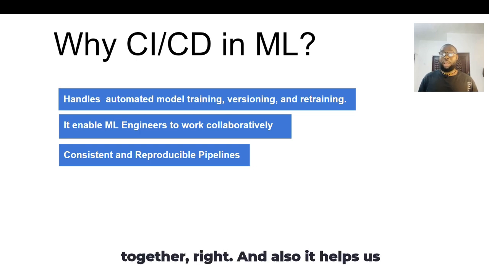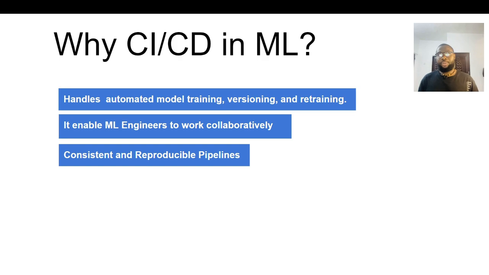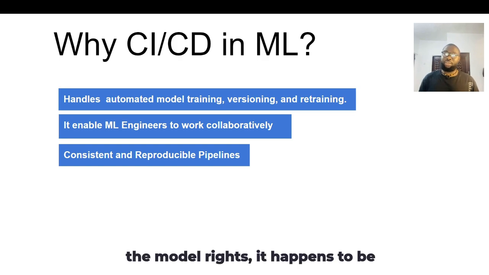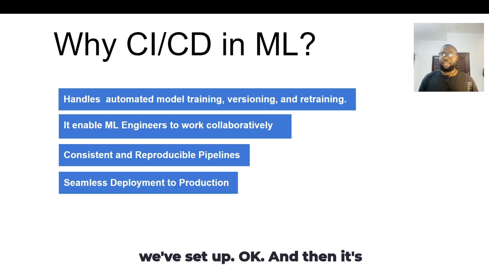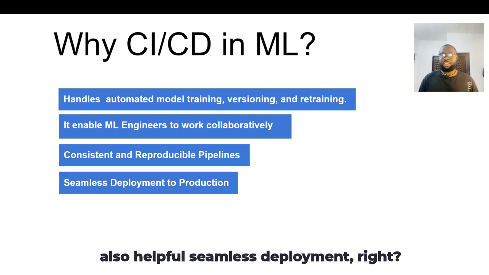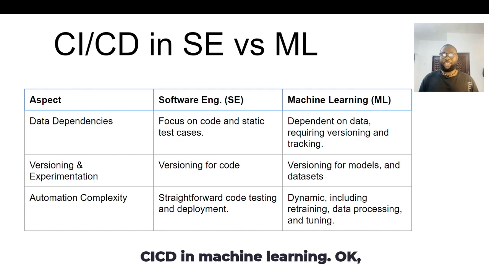And also it helps us to be consistent and be able to reproduce the pipelines which we have created during development, building the product or building the model, right? It helps us to be consistent and reproduce those pipelines we've set up. Okay? And then it also helps for seamless deployment, right? We can set up this pipeline and things can be handled automatically. So these are a few reasons that I've pointed out that we need to have CICD in machine learning.